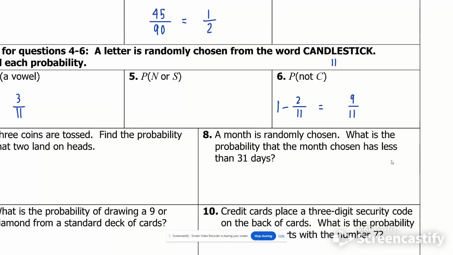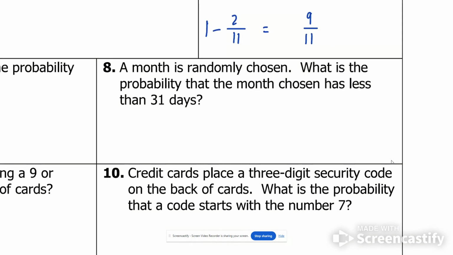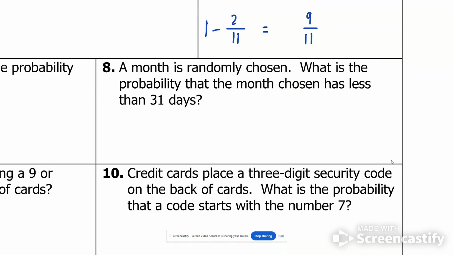9 over 11. I told you all the evens, so we're just going to kind of scroll through here. Number 8, a month is randomly chosen. What's the probability that the month chosen has less than 31 days? So again, how many months are in a year? That's 12. So our bottom number is going to be 12.